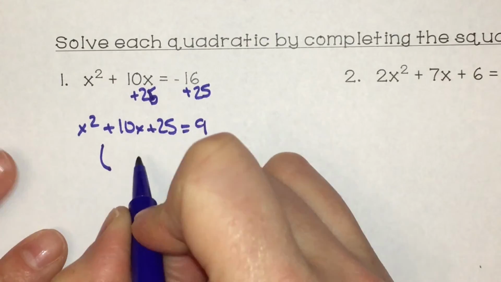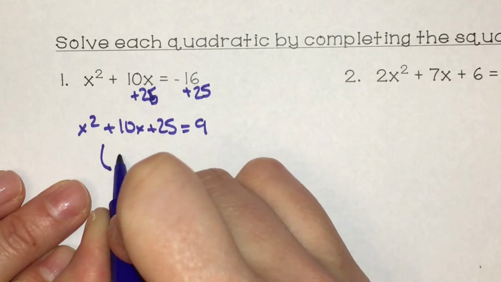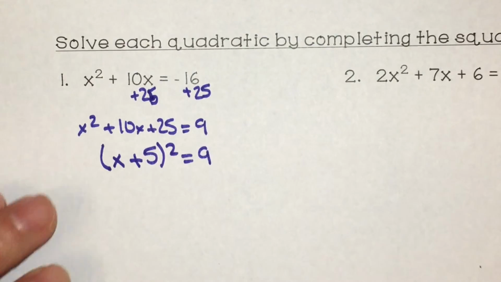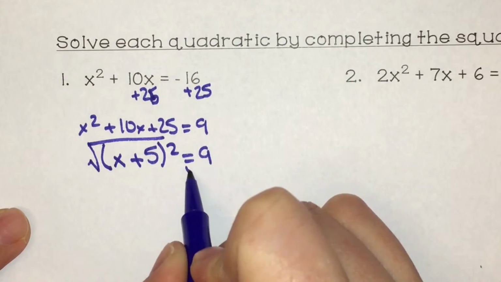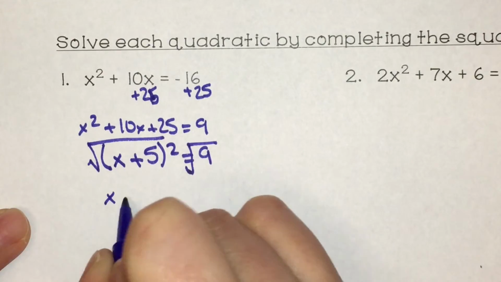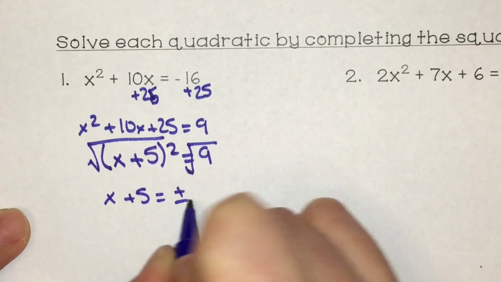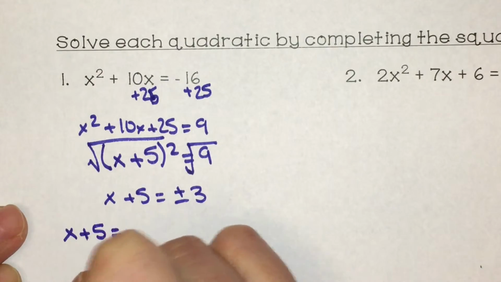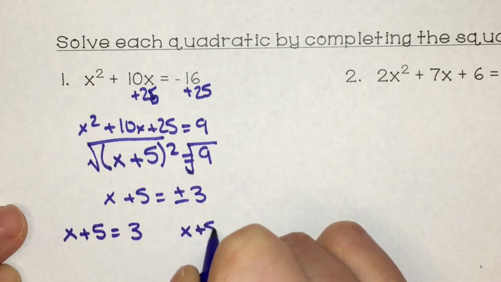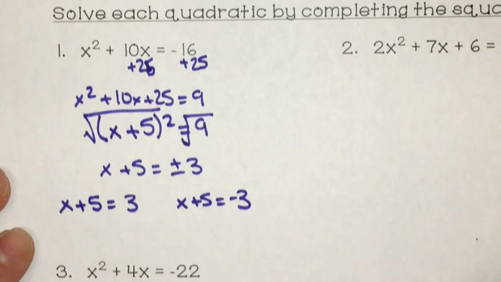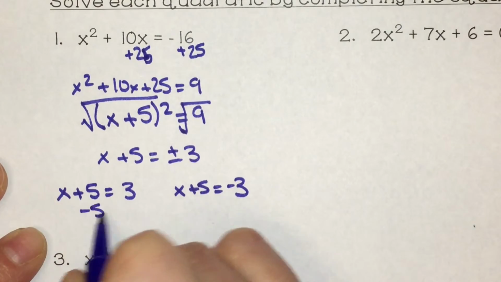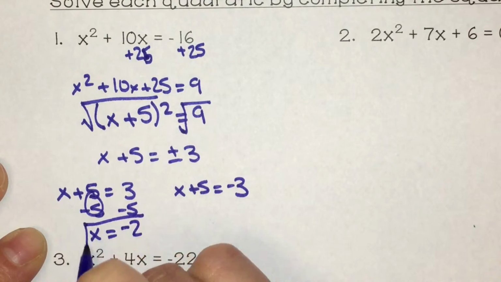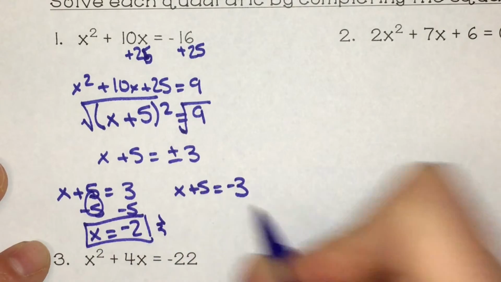I'm going to factor this side to x plus 5 squared equals 9. I have to take the square root of both sides, and we get x plus 5 equals plus and minus 3. So x plus 5 equals 3, and x plus 5 equals negative 3 are my two options I need to consider. Here I'm going to subtract 5 on both sides. x equals negative 2 is one of my two answers that I need to find.